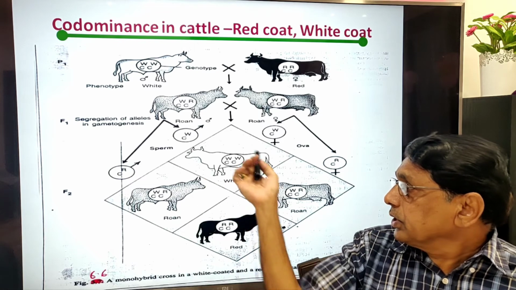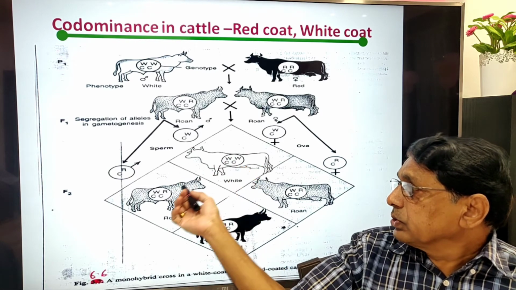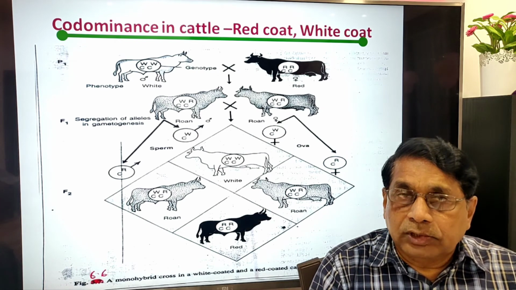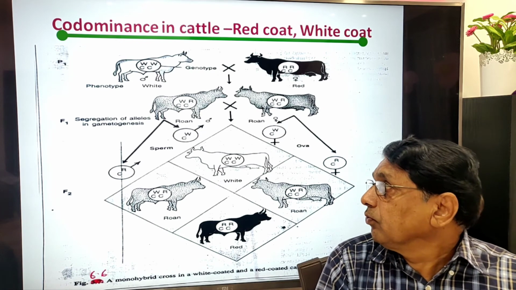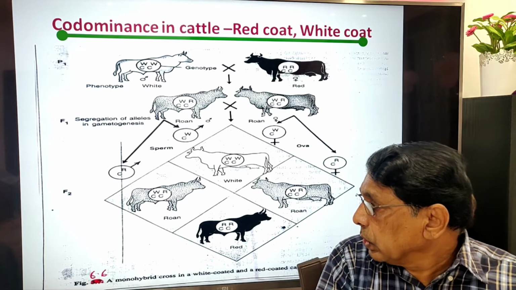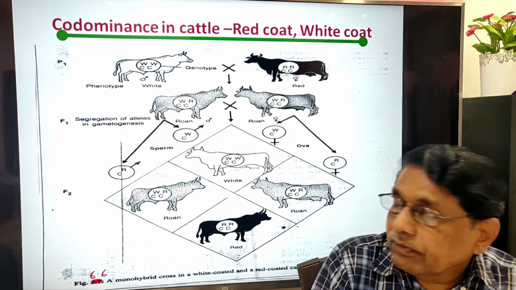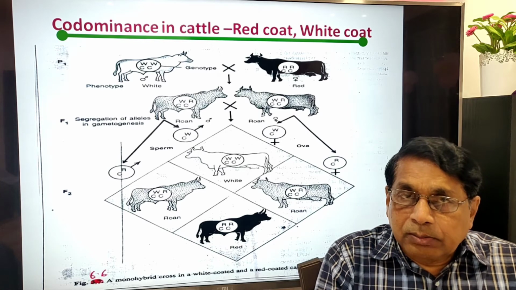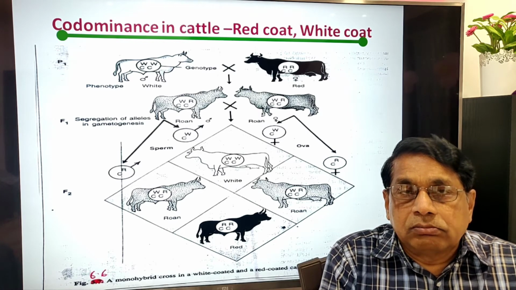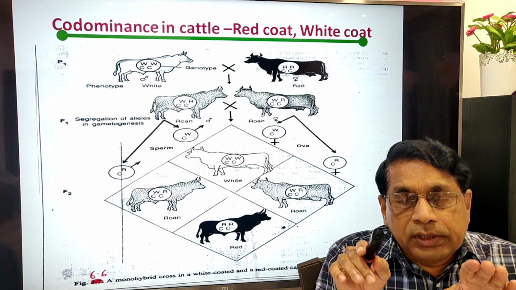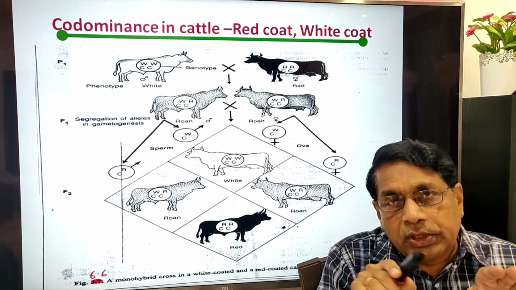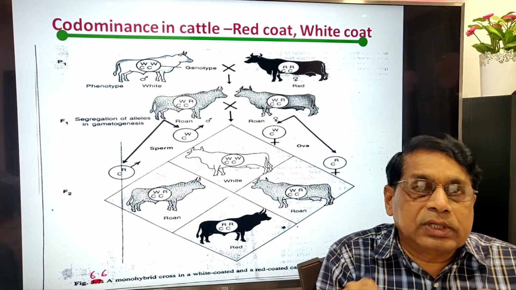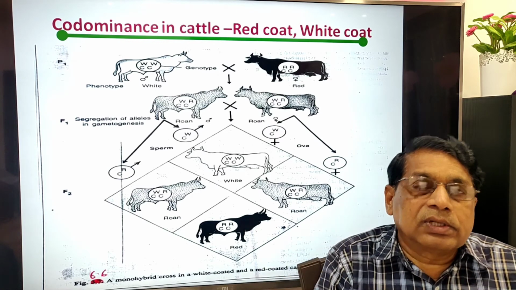Then in the F2 generation, again 1:2:1. One red, two roan, one white. So in codominance, both the characters are expressed, both are dominant, both are recessive, both are expressed side by side. One doesn't interfere with the other.